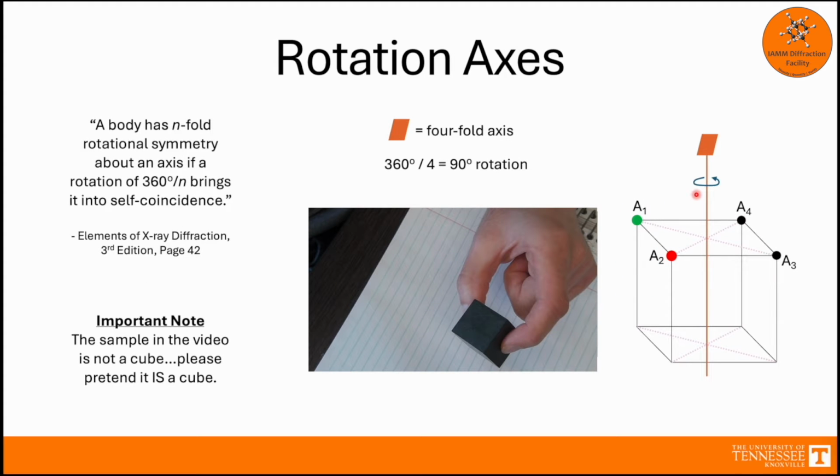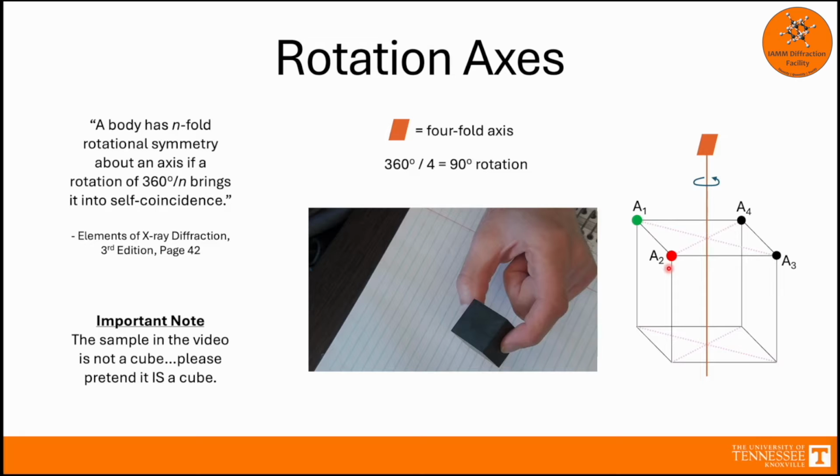Let's look now at rotation axes. A body has n-fold rotational symmetry about an axis if a rotation of 360 degrees divided by n brings it into self-coincidence. So what does that mean? Basically, if we spin about an axis some amount of angle, then the atoms will form the same arrangement as they originally did. So here we have another cube.